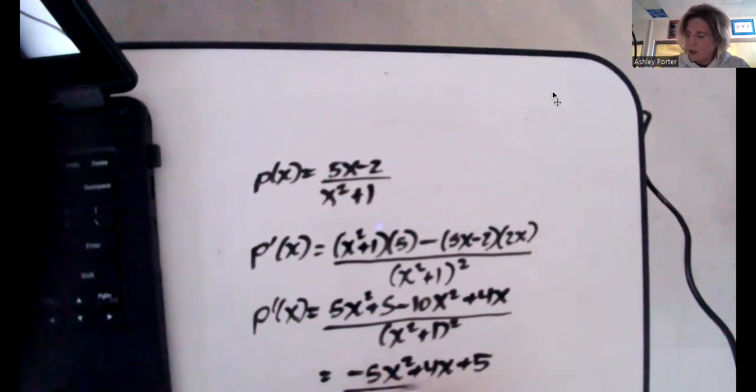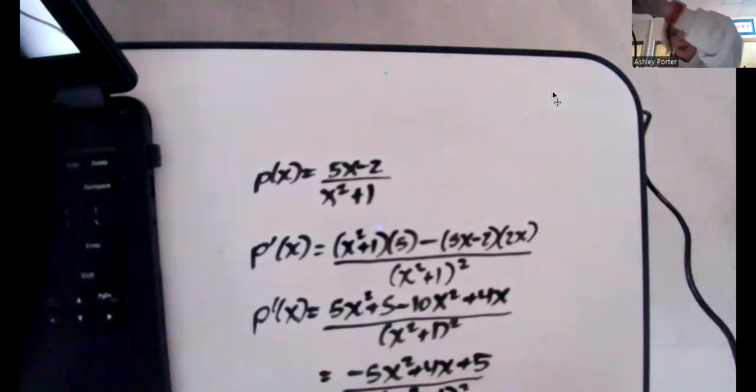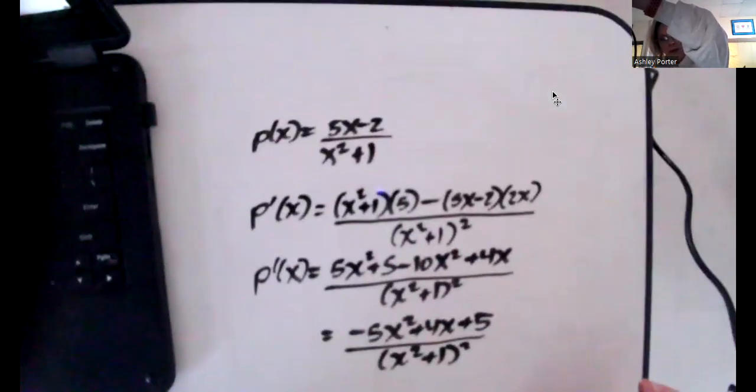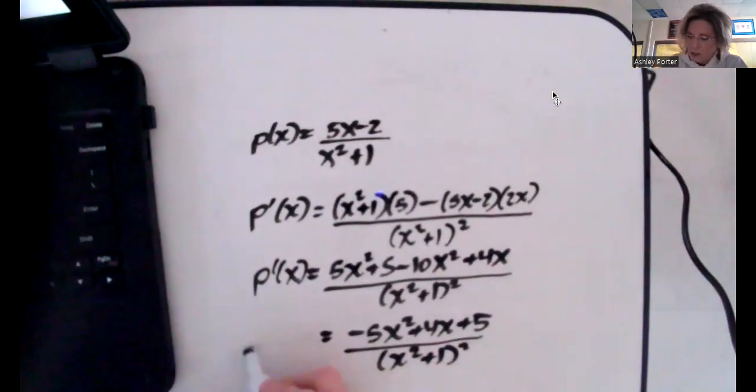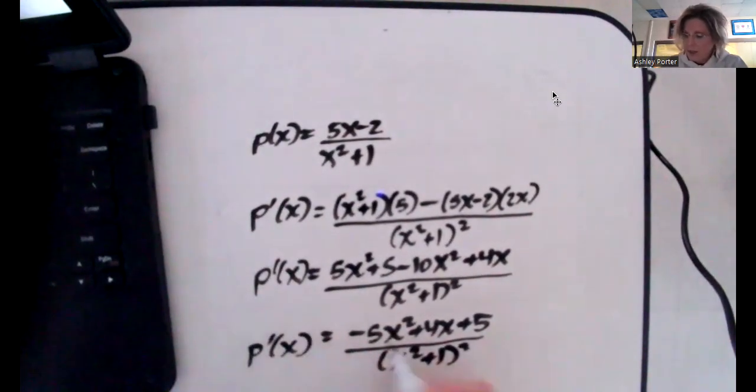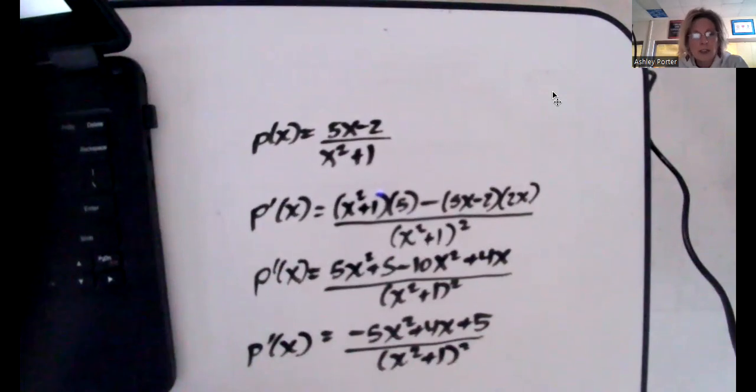It is not unusual that you get something on the top that does not factor and it's not real pretty. Sometimes this might factor, but it's not real common that it always will. Let's try another one.